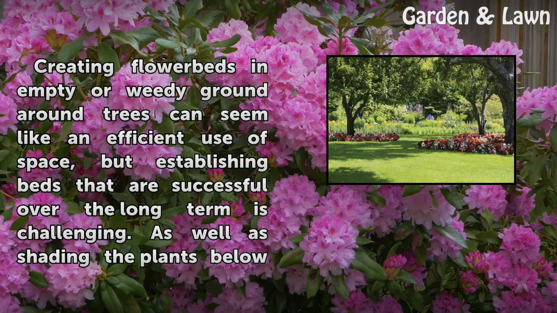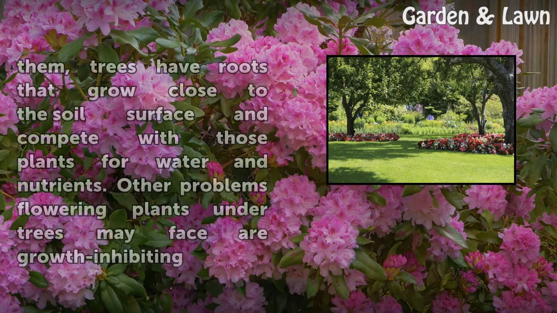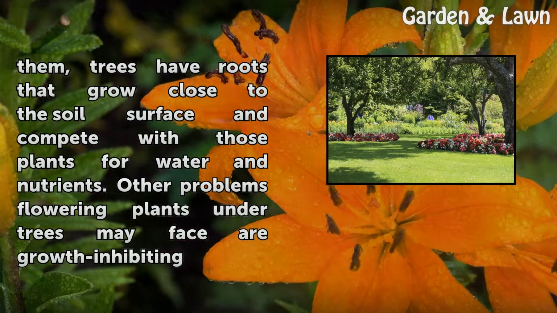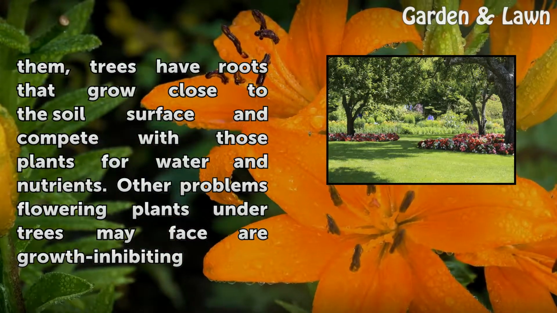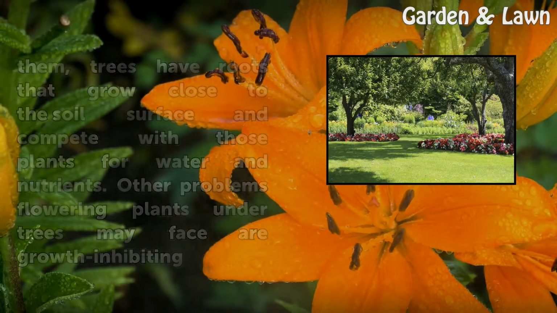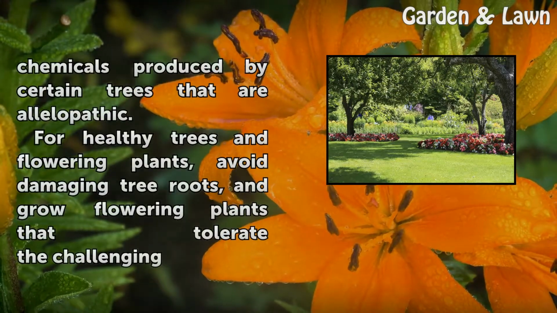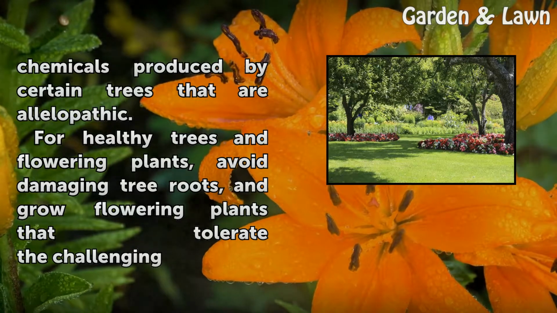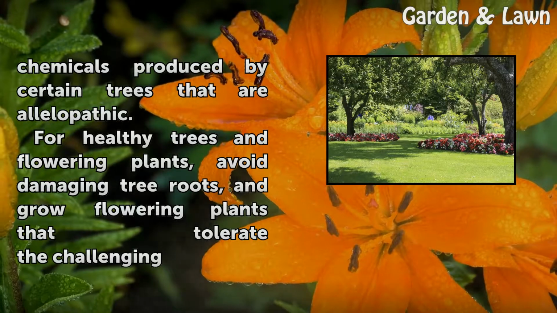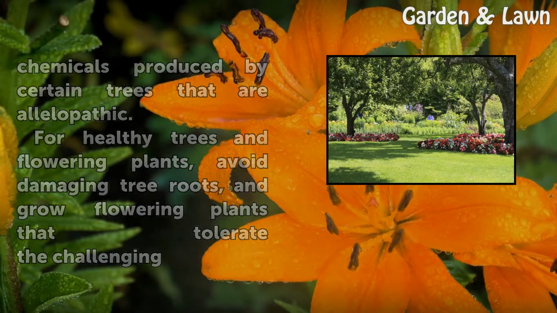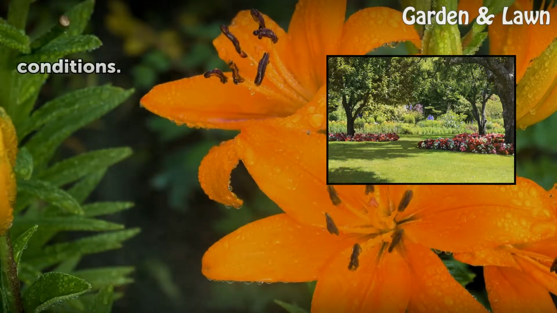Creating flower beds in empty or weedy ground around trees can seem like an efficient use of space, but establishing beds that are successful over the long term is challenging. As well as shading the plants below them, trees have roots that grow close to the soil surface and compete with those plants for water and nutrients. Other problems flowering plants under trees may face are growth-inhibiting chemicals produced by certain trees that are allelopathic. For healthy trees and flowering plants, avoid damaging tree roots, and grow flowering plants that tolerate the challenging conditions.